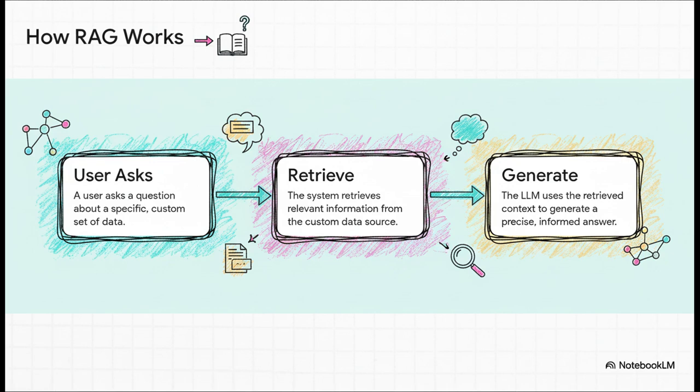But what if you want the AI to know about your data? Stuff that's not on the public internet? Well, that's where a technique called Retrieval Augmented Generation, or RAG for short, comes in. It's a total game changer. Basically, you ask a question, the system first retrieves the relevant info from your own knowledge base, and then it uses that info to give you a precise, informed answer.